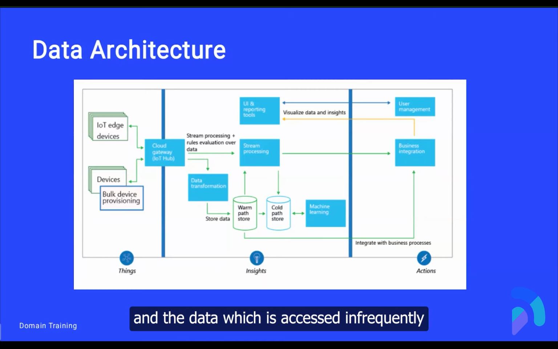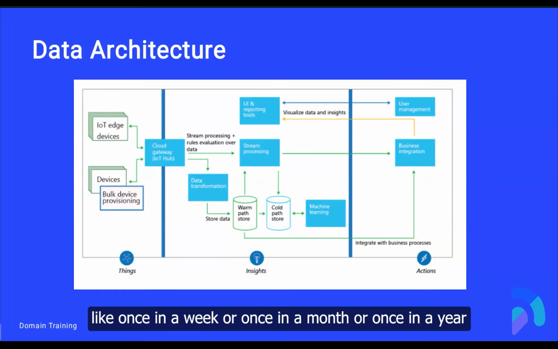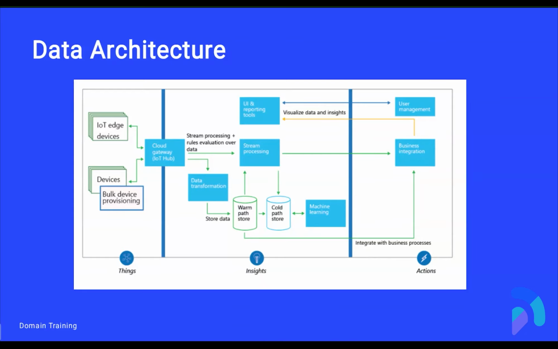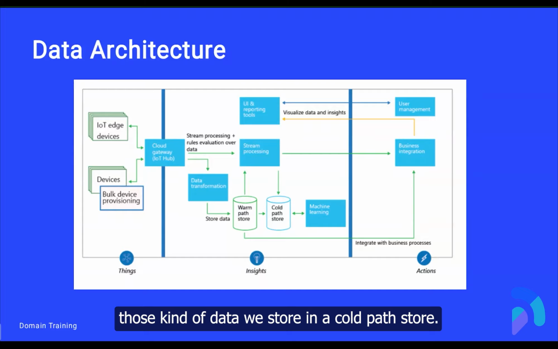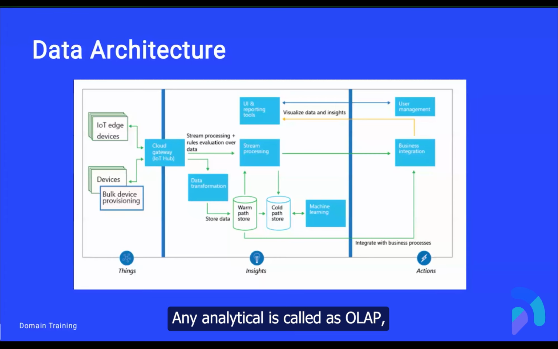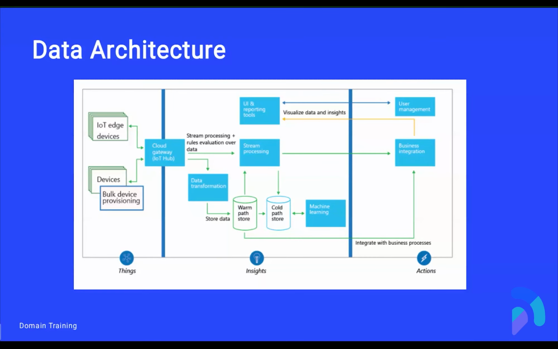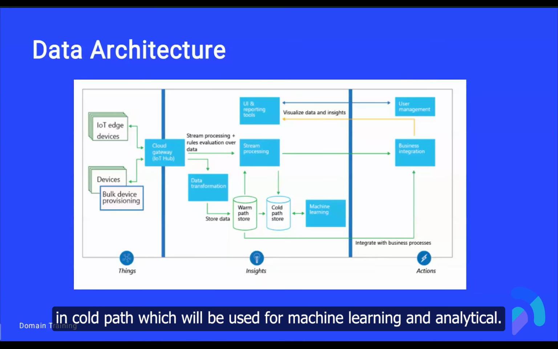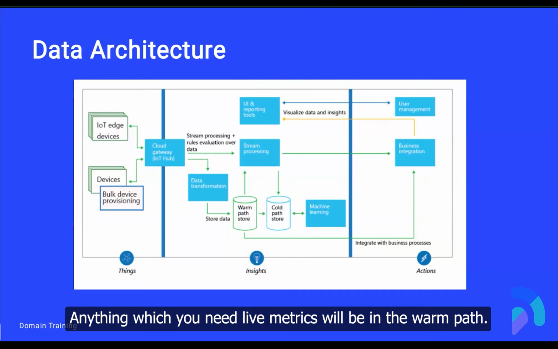The data which is accessed infrequently, like once in a week or once in a month or once in a year, those kinds of data we store in a cold path store. Any analytical, it's called OLAP, right? Any analytical data we do in cold path, which will be used for machine learning and analytics. Anything for which you need live metrics will be in the warm path.